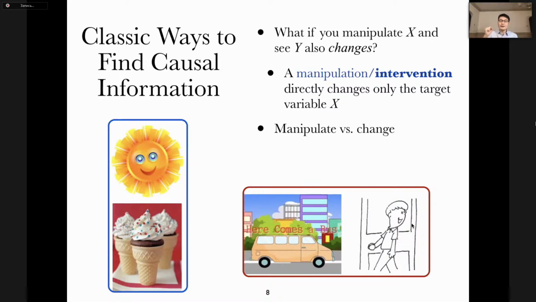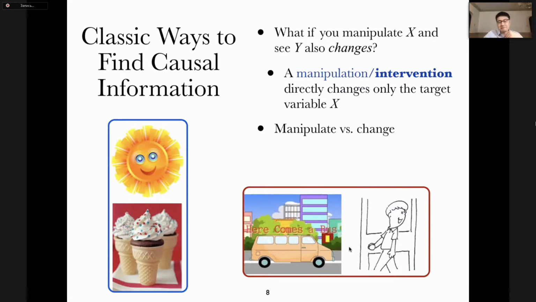Now, intuitively, yeah, there might be a causal relationship between them. Then it's very surprising because there is no physical way for them to be related, right? How can there be a causal relationship between them? Then let's look at the problem from the intervention perspective. So suppose the bus is coming. Now I want to do an intervention.